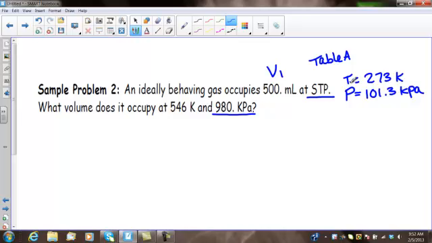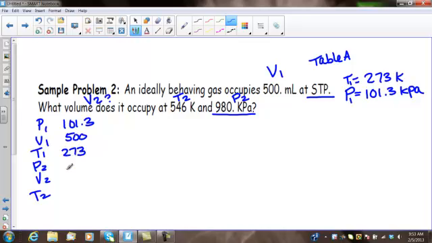So this is going to be my T1. This is going to be my P1. What volume, I don't know, V2, that's my question mark. Does it occupy at 546 Kelvin? That's my T2, and 980 kPa is my P2. Again, let me write my variables, P1, V1, T1, P2, V2, T2. P1 we said was 101.3, V1 is 500 mL, T1 is 273 Kelvin, P2 is 980 kPa, V2 is what I'm looking for, and T2 is 546 Kelvin.